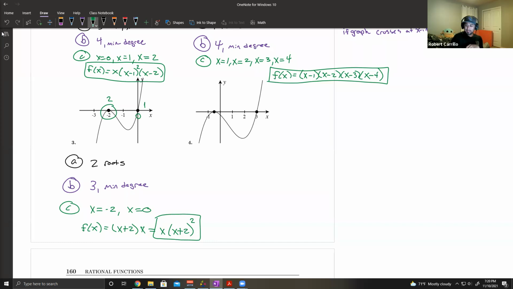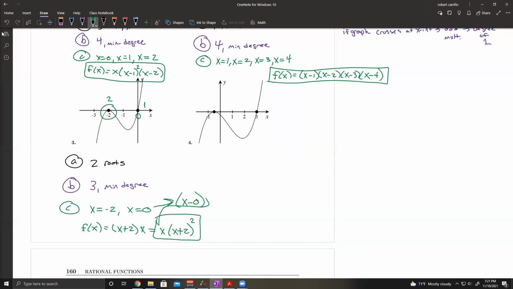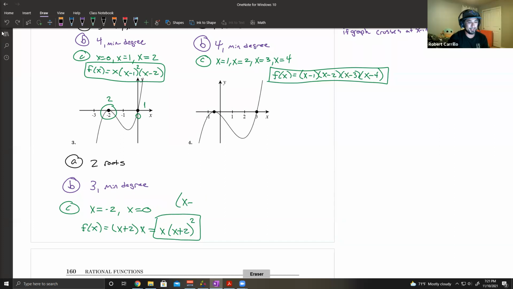It's something new. And if it crosses at 0, there's an x in front of the parentheses too. Exactly. If you wanted to, you could put x equals 0 as a factor. It would just be x minus 0. But what is x minus 0? Just x. Too many tricks. Yes, all the tricks.